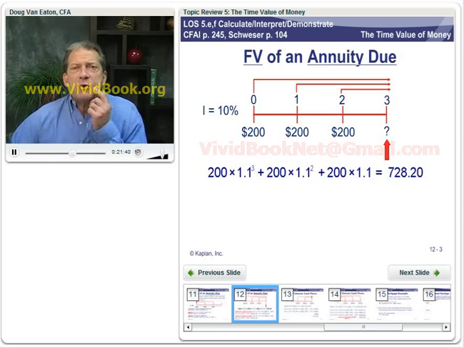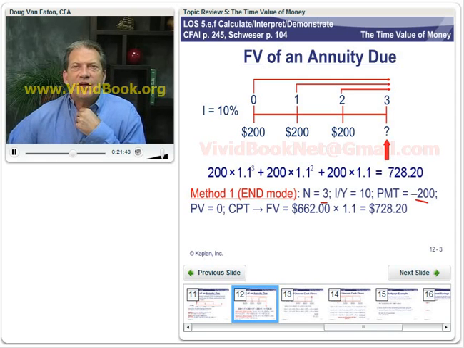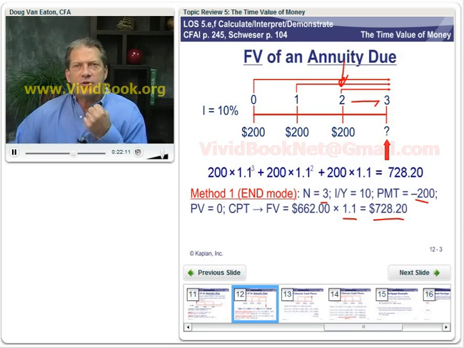Now, if we were in end mode, and we put in 3 payments of $200 each, remember, in end mode, it gives us the value right here. In end mode, that future value is on the day the last deposit is made. And so that's why we have to grow this. So we've calculated a time 2 value, then we grow it at 10% to get this time 3 value of $728.20. So that's another way to approach it.